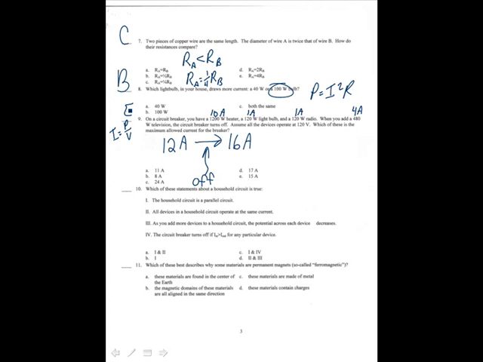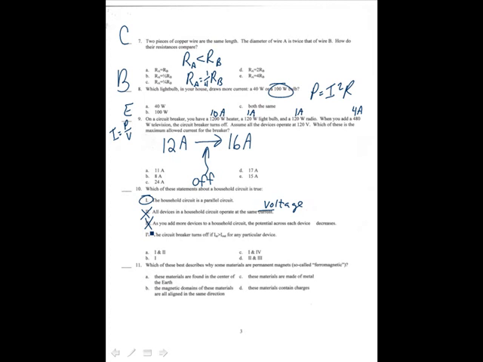Which of these statements about a household circuit is true? It's a parallel circuit. That's correct. All devices operate at the same current. That's not true. They operate at the same voltage. As you add more devices, the potential across each device decreases. That's not correct because they're all in parallel, so the potential stays the same.